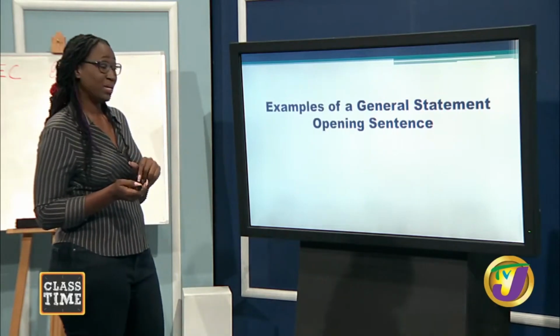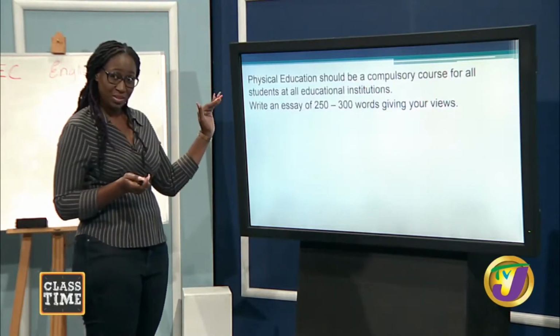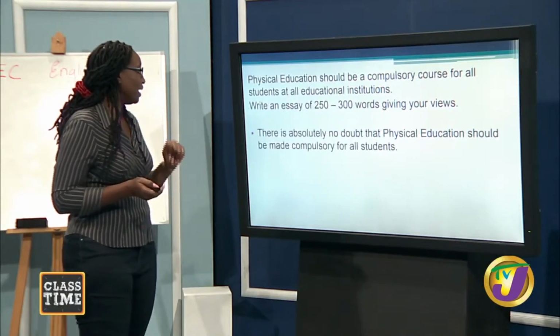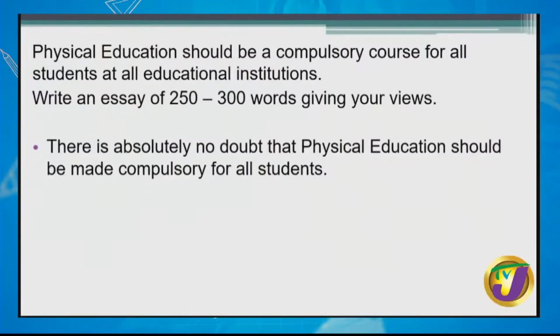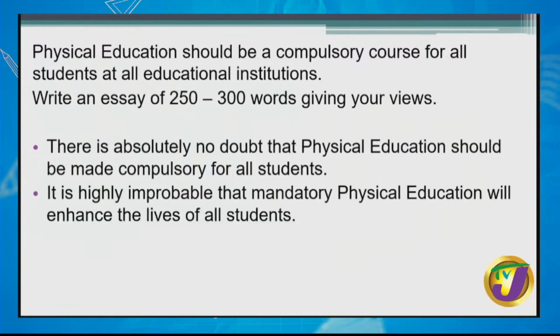So here are some examples you can look at. Again, we're using the same question. So here's one. There is absolutely no doubt that physical education should be made compulsory for all students. So that one you have actually stated where you're going with it, and nothing is wrong with that. You have just made a general statement. The second one, it is highly improbable that mandatory physical education will enhance the lives of all students. So right there, we kind of have an idea that you're going to go against the idea of physical education being compulsory.